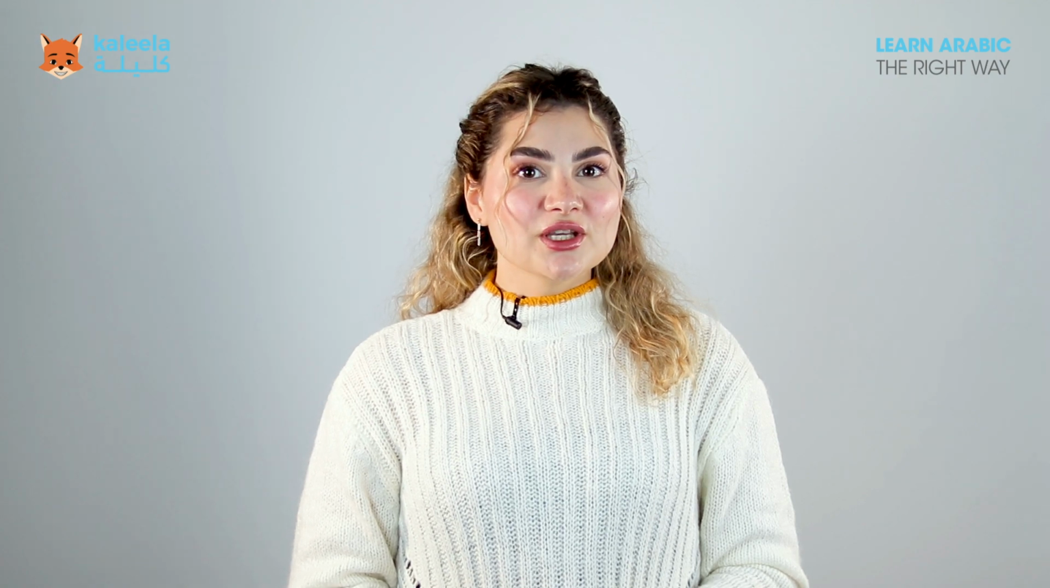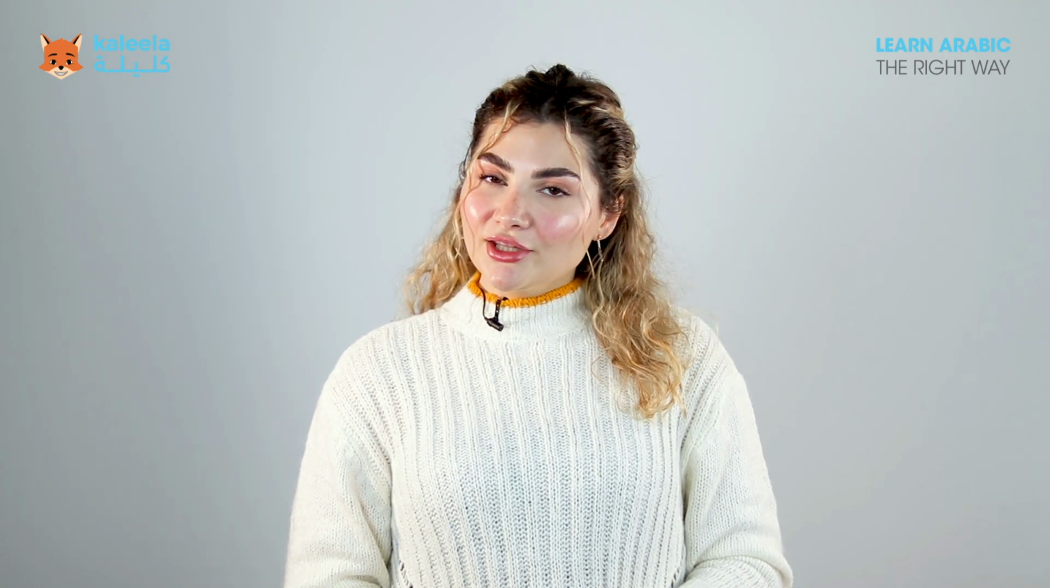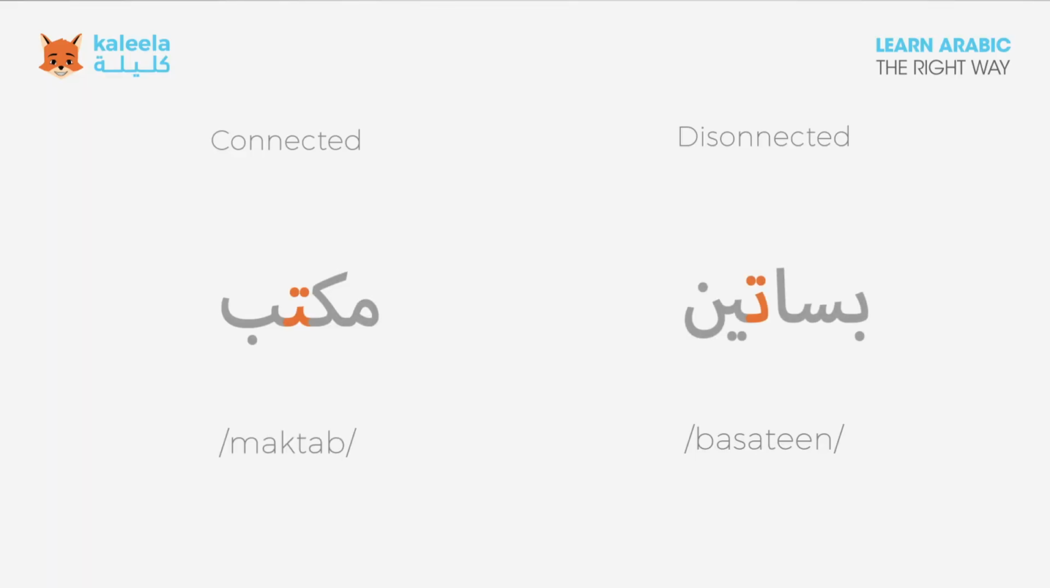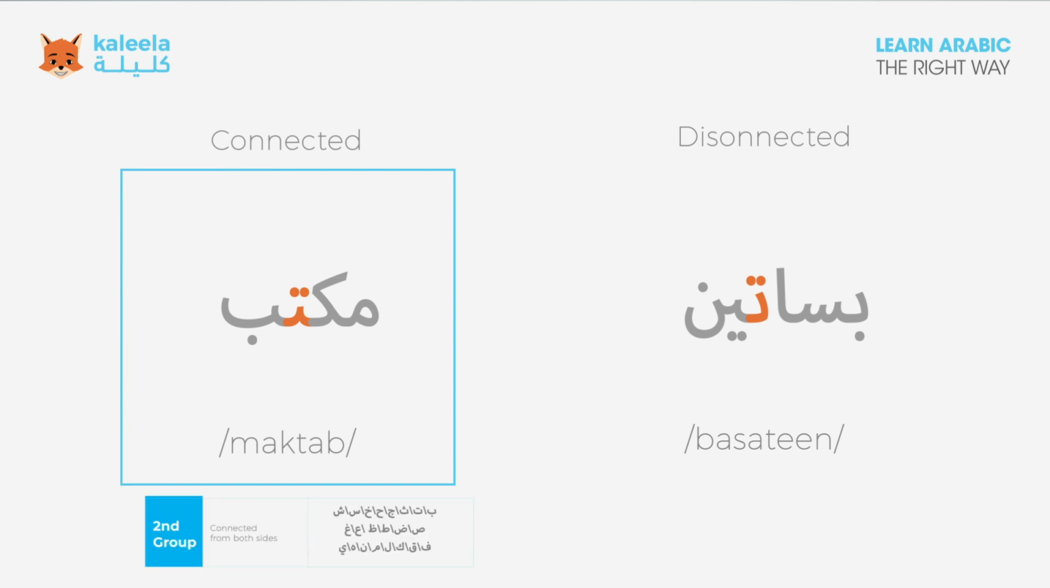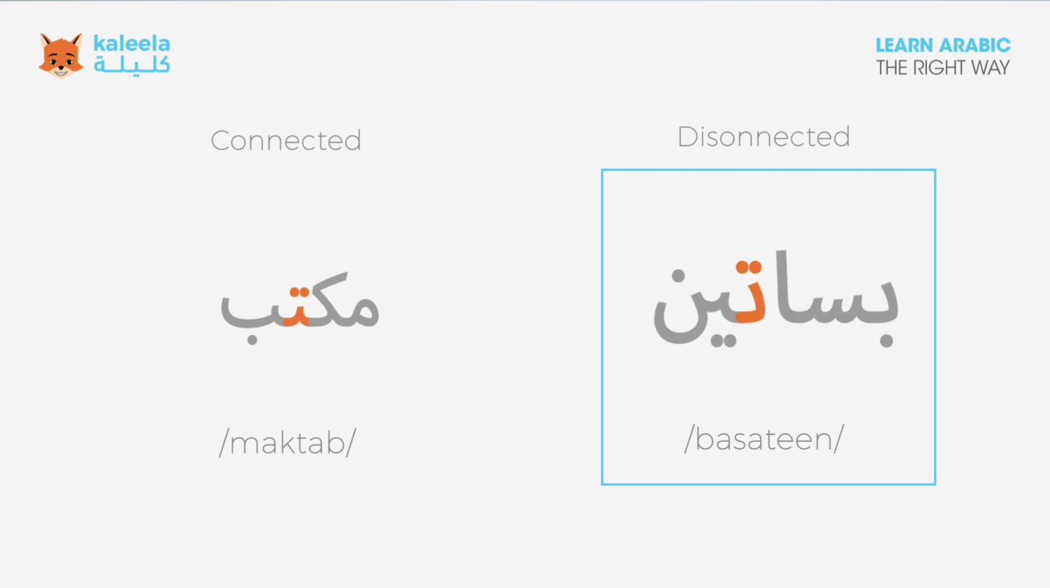After knowing all the shapes of the letter Ta, why is it connected in some cases and disconnected in others? We conclude that the letter Ta always comes connected when it is surrounded by letters from the second group, as in maktab. Kaf falls in the second group and comes disconnected from the right side only when it is preceded by letters from the first group, as in basatin. Alif falls in the first group.